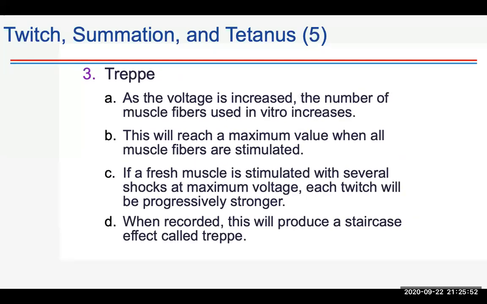Treppe is kind of a staircase-like effect. If we increase the voltage, the number of muscle fibers used in vitro in lab increases. This will reach a maximum value when all muscle fibers are stimulated at once. If a fresh muscle is stimulated with several shocks at this maximum voltage, each twitch will become progressively stronger. And we call this staircase-like increase in muscle strength Treppe. So think staircase is the Treppe effect.